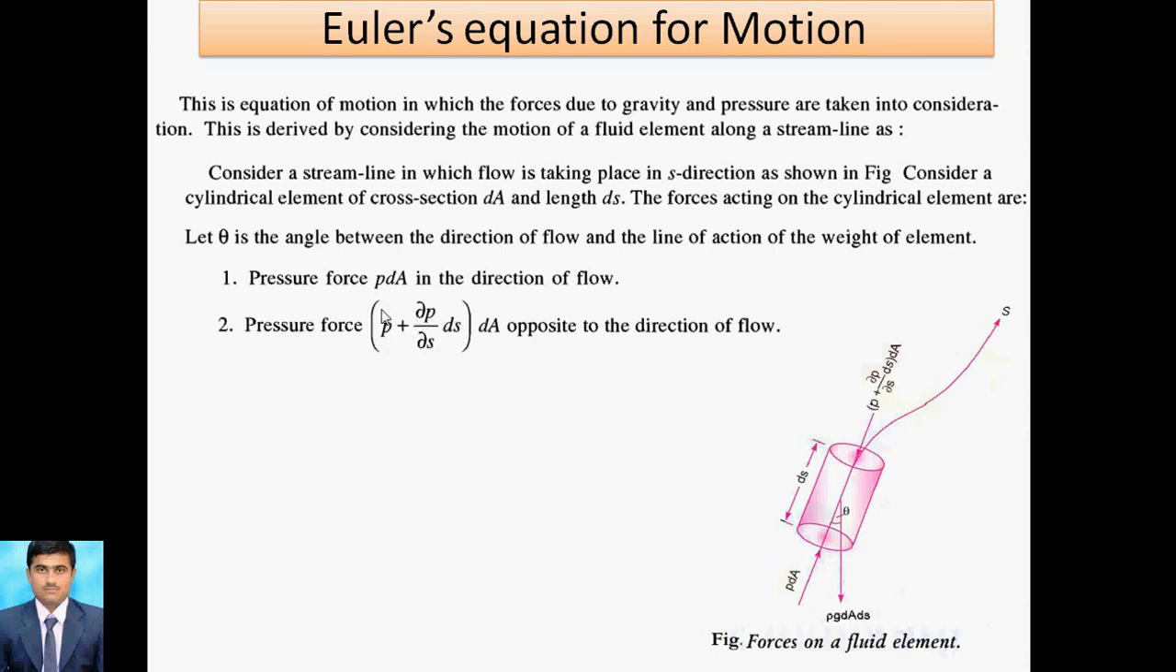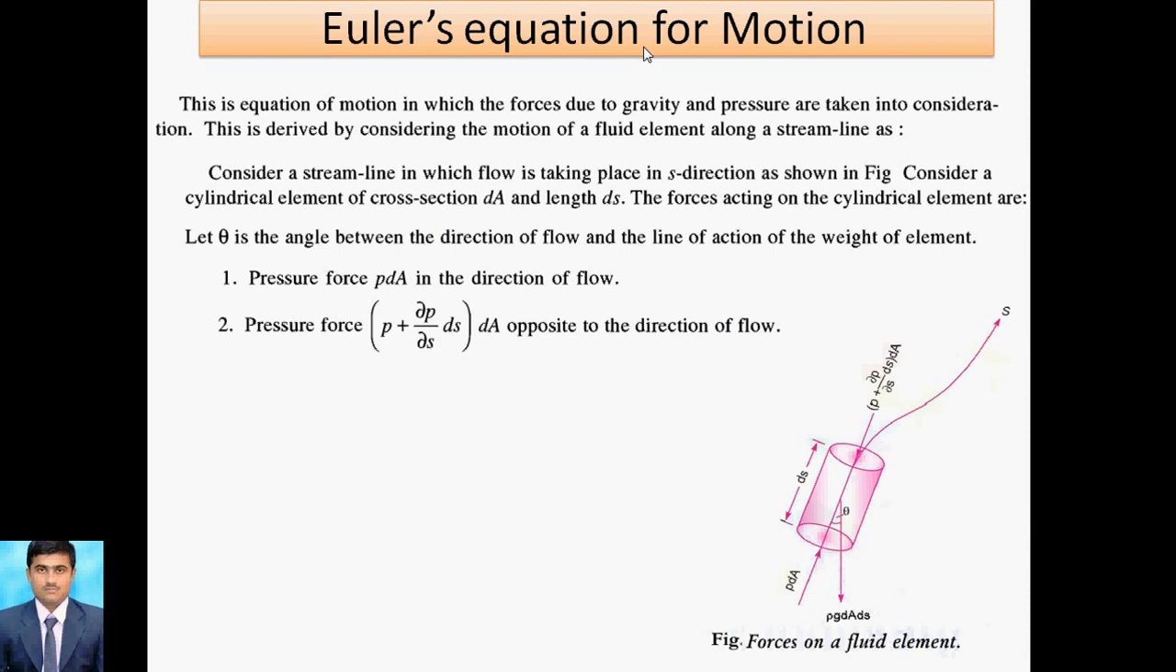So here I consider the pressure force P into dA in the opposite direction, because for every action there is an equal and opposite reaction. That is why PdA is also there, but only the change in length matters, so I consider PdA plus ∂P/∂s. Here the partial derivative is ∂P/∂s into ds. Suppose ds is 0, that means only PdA. So that is the arrangement made here for Euler's equation of motion.